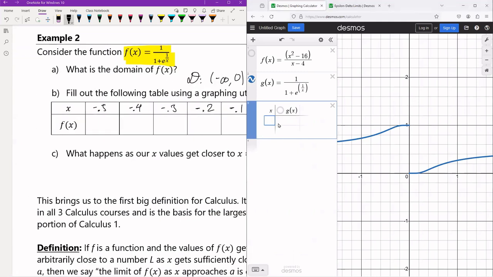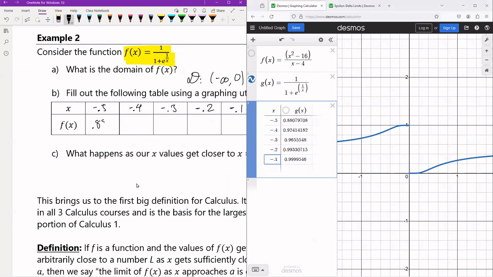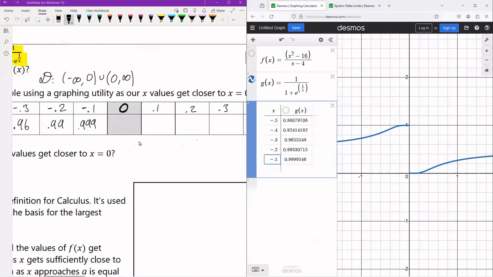Okay, I'm going to do negative 0.5, negative 0.4, negative 0.3, negative 0.2, negative 0.1. Okay, so we have some x values here. Our y values are 0.88, 0.92, 0.96, 0.99, 0.999. All right, so now let's do the other end.